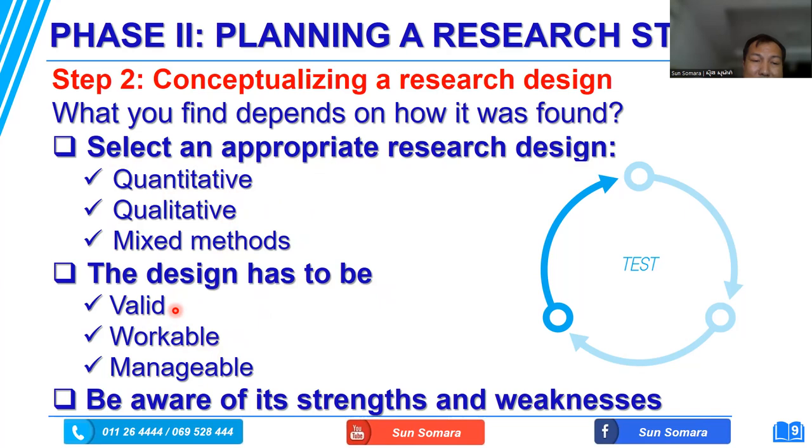Workable means make sure you can afford to do it based on your fund, your budget, and your time. Manageable means it meets your discipline and your skill, it's under your control. Not that after you get the data, you don't know how to interpret it, which would be a real disaster.